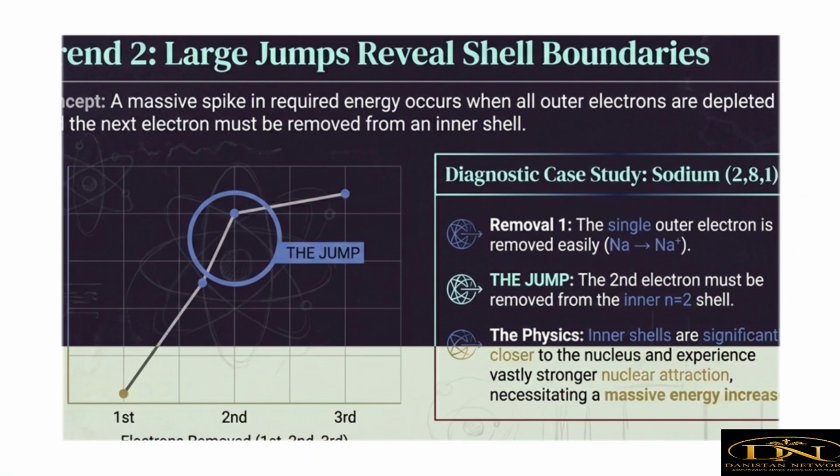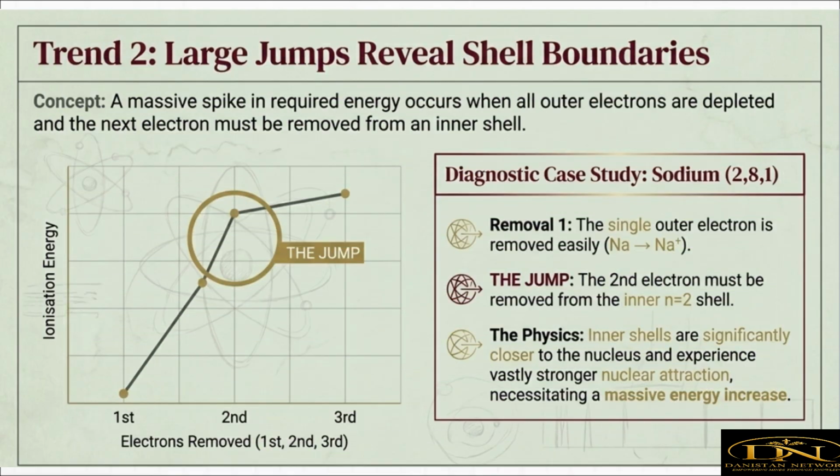But a gradual increase doesn't explain that crazy 5,000 kilojoule spike we just saw with calcium, right? Well, sometimes you get these absolutely huge jumps. This happens specifically when you've managed to completely strip away all the electrons in an outer shell. To get the next electron, you have to dig into an inner shell that is much closer to the nucleus. Because those inner shell electrons are so strongly attracted to the positive core, you need a massive amount of additional energy to break them free. So, whenever you're looking at a data table and spot one of these giant numerical jumps, it's a dead giveaway that you've broken into a brand new principal quantum shell.